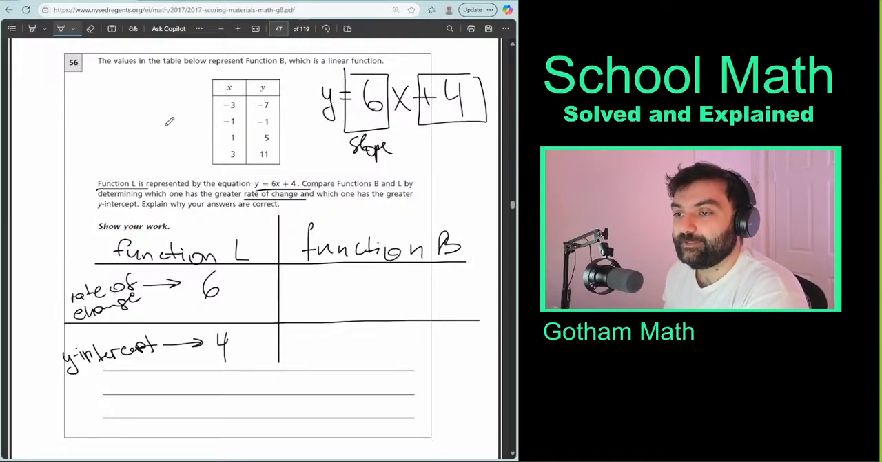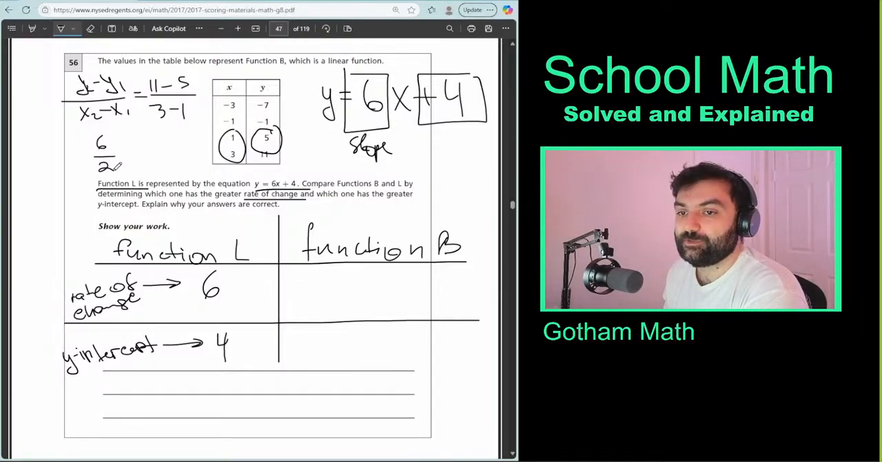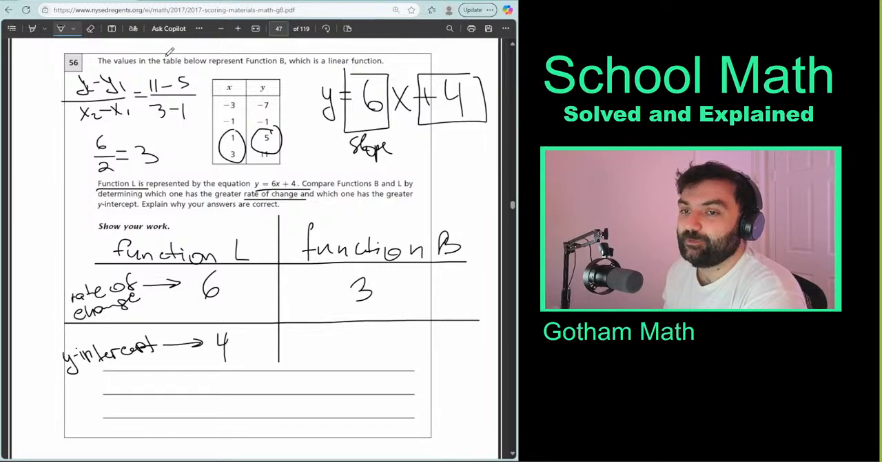Step 1, find the slope through the slope formula. We can use any of those points. In this case, I'm going to use 11 and 5, and then 3 minus 1. Those are y's, those are x's. So y2 minus y1 over x2 minus x1 is 6 over 2, which is 3. So we just found the slope, the rate of change of B. It's 3.